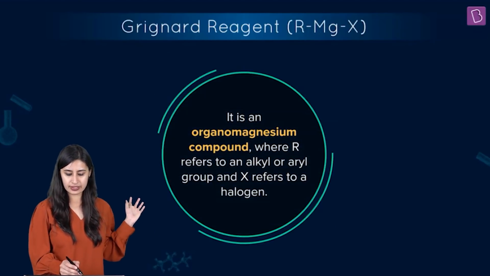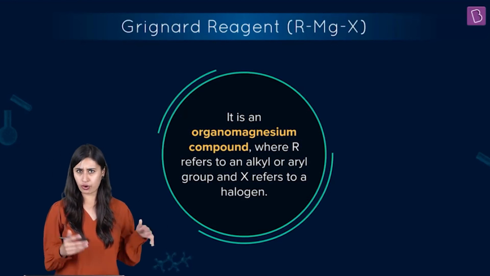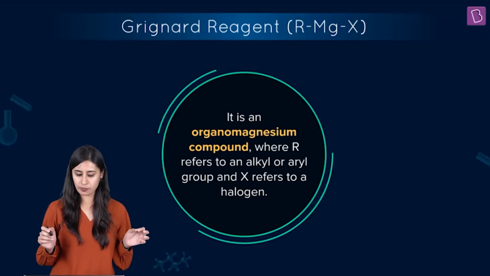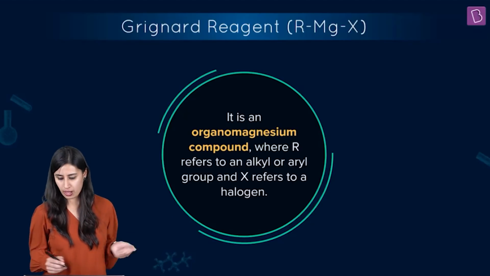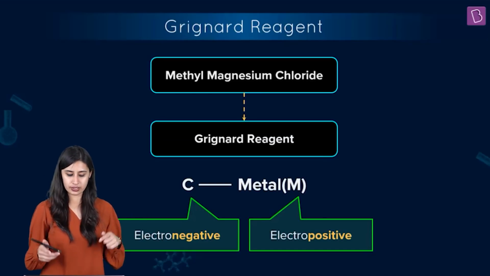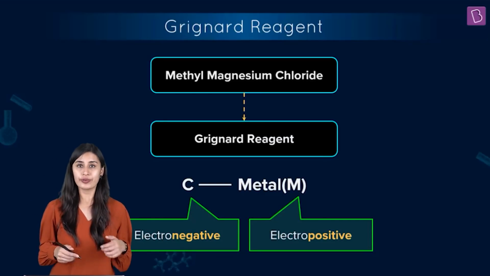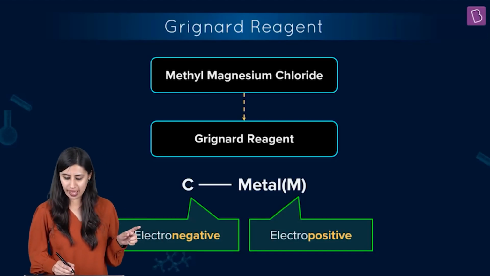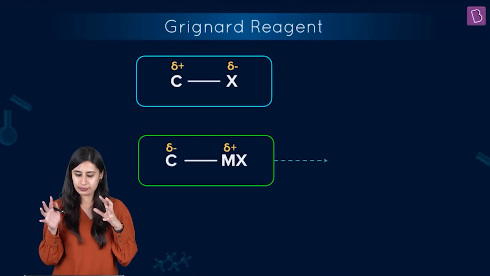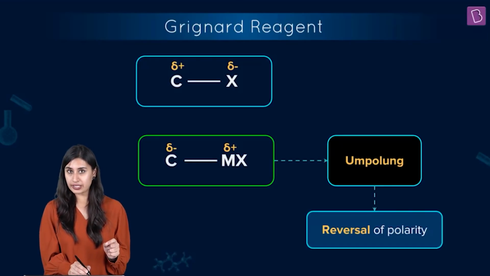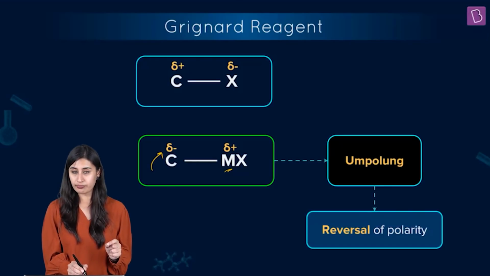What happens is it is an organomagnesium compound, or organometallic compound, where R refers to an alkyl or aryl group and X refers to halogen. Perfect. We know what is speciality here: the metal is electropositive and carbon becomes electronegative. Whereas, like I told you, when just X was concerned, the halogen, carbon was having partial positive. But now this magnesium is coming. Here, look at this. This carbon attains a delta minus and magnesium, that is our metal here, attains a plus.